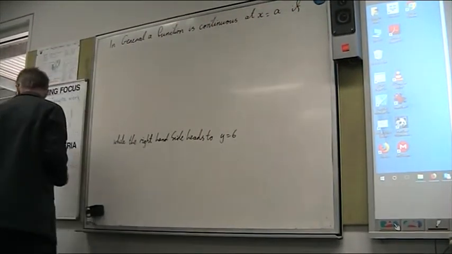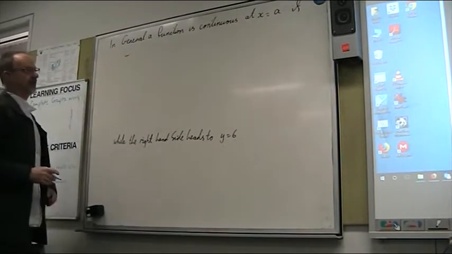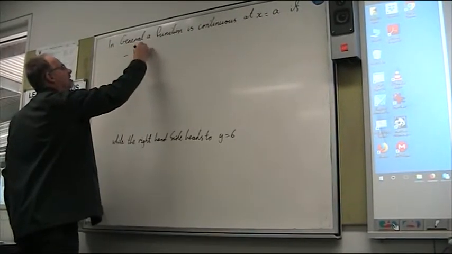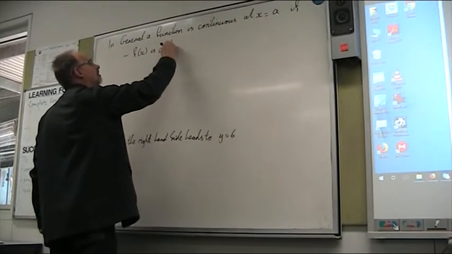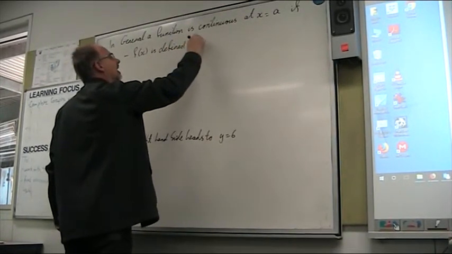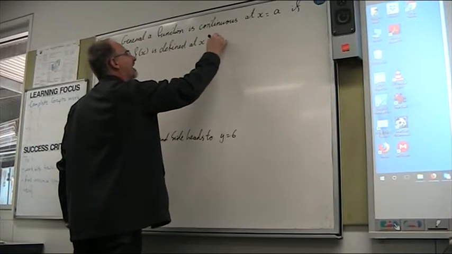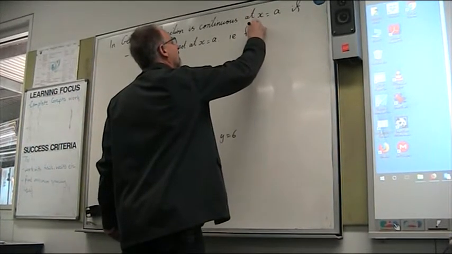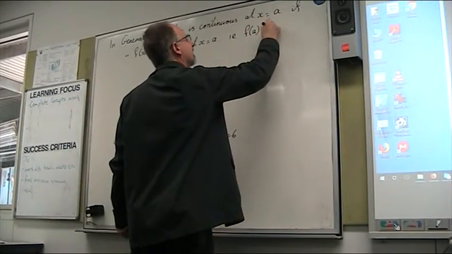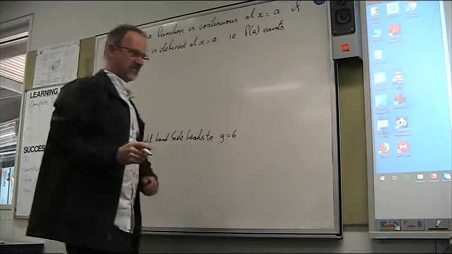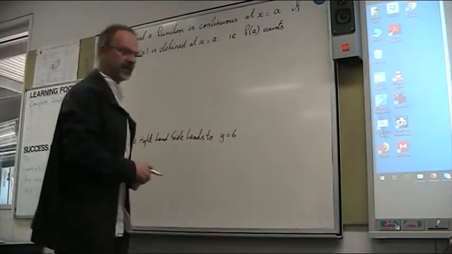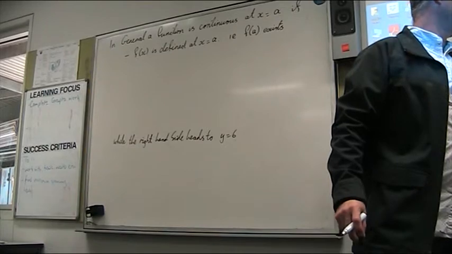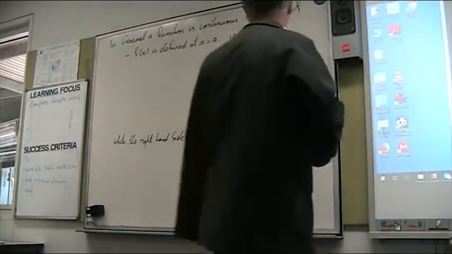All right, so for it to be continuous at x equals a, f of x is defined at x equals a. In other words, f of a exists, and it exists if it's anything other than undefined. Here it's undefined, so in this case f of a or f of 2 doesn't exist.